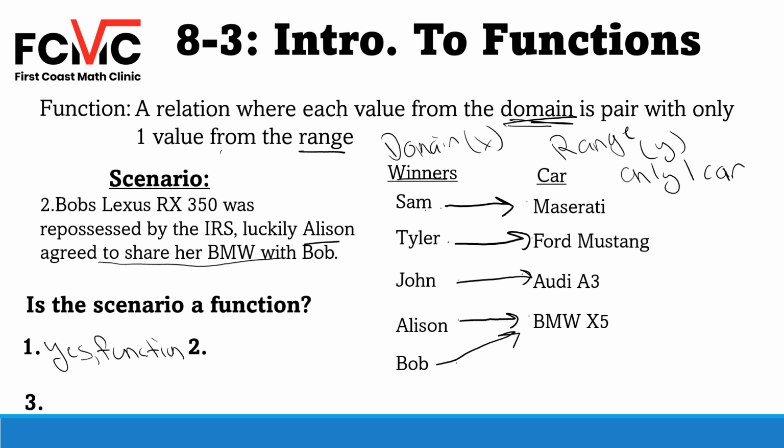So now Sam still has the Maserati, Tyler the Ford Mustang, John the Audi, Allison the BMW, and Bob the BMW. So we're asking, is this a function? Our question is, does each person still have access to only one car? And the answer still is yes. Allison has access to the BMW and Bob has access to the BMW. They still have access to only one car, just that BMW. So this is still a function.